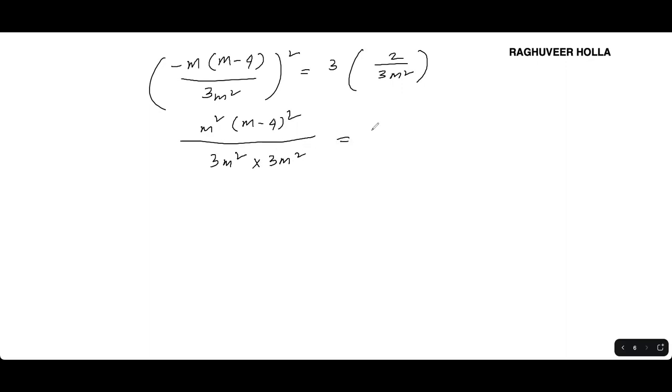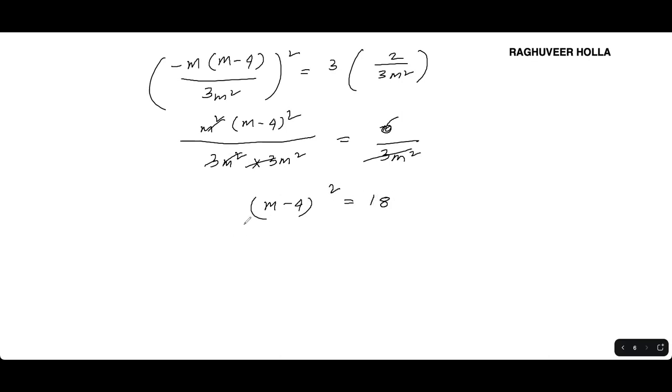So I can simplify the terms, right? So this is 6 divided by 3m square. So you can cancel this out, right? And this term and these terms you can multiply if it goes to the other side. So you get m minus 4 whole square, which is equal to 18.